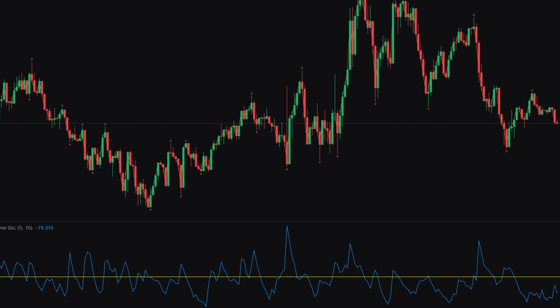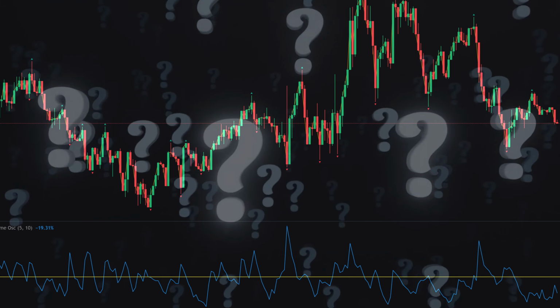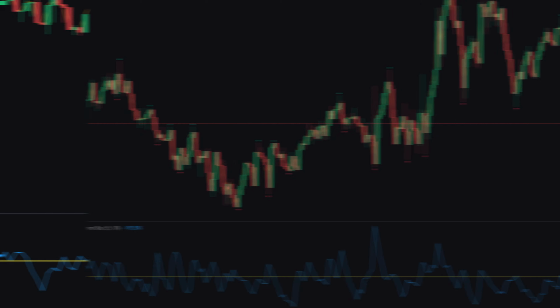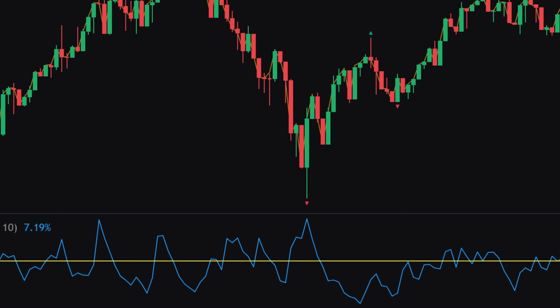How can you tell if there's demand or pressure on an asset? The most reliable way is to look at volume. But how exactly do you use volume for trading decisions? The indicator I recommend is the Volume Oscillator. You can find it on TradingView.